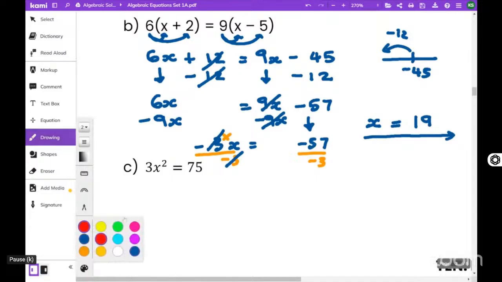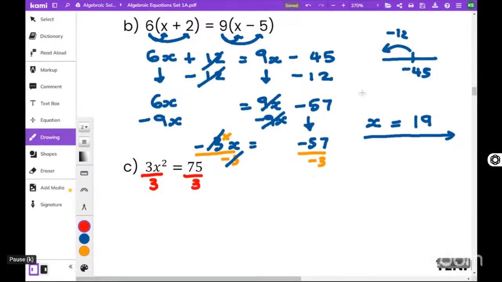So for the next one, 3 is the number in front of x, right? That's the number we divide by. If I divide it by 3, it gets me closer to x. That's what I want. So I divide both sides by 3. Once you do this step, it becomes quite clear. 3 divided by 3 disappears. You're left with x squared.